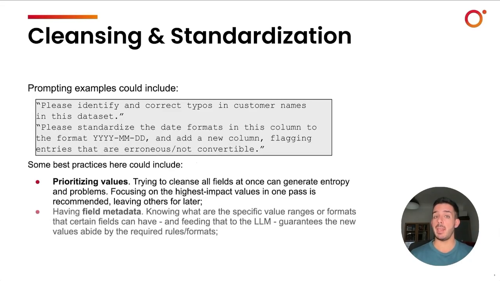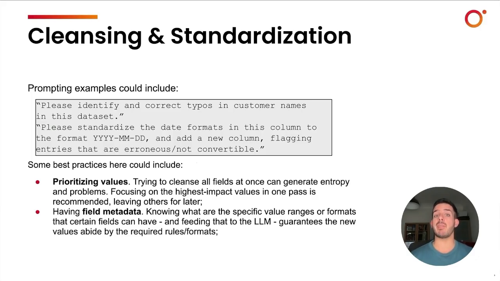And then having field metadata also helps a lot. That is, knowing what are the specific value ranges or formats that certain fields can have, right? And feeding that to the LLM. If you don't have this structure or this documentation, it can still work, but it's a lot better if you tell it explicitly, hey, these are the values that are allowed, and this is how I want you to do the conversion, because it makes life a lot easier for the LLM, if you will.